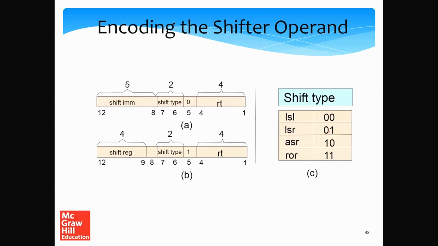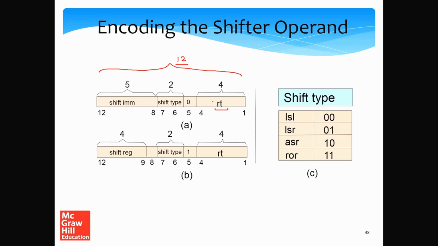Alright, so let's now look at encoding the shifted operand. Basically, if you are not using an immediate, yet we are using a register that can possibly be shifted, then let's look at how to do it. So we have 12 bits, and there are essentially 2 options. One option is that we are shifting a register by an immediate value.